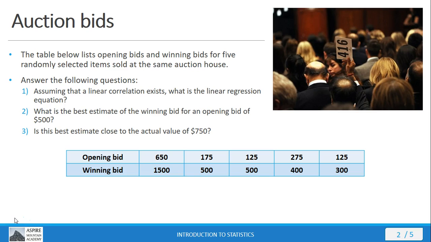So here we have a table with data that's listing the opening bid for 5 randomly selected items and then the actual winning bid that actually won the item from the auction. So with this data in mind, we're going to answer the following questions. 1, assuming that a linear correlation exists, what is the linear regression equation? 2, what is the best estimate of the winning bid for an opening bid of $500? And 3, is this best estimate close to the actual value of $750?